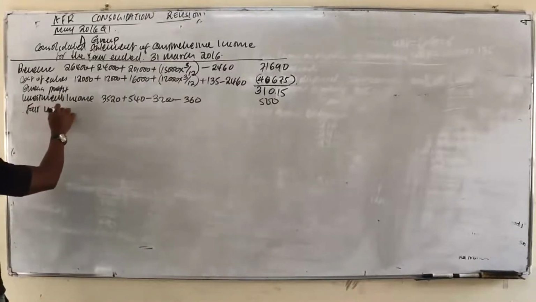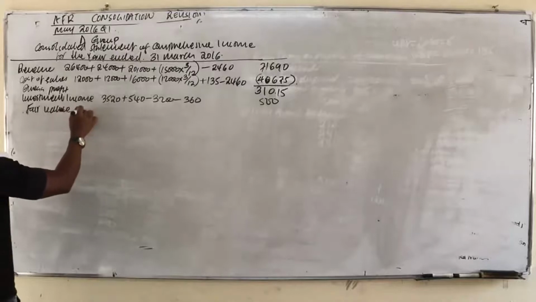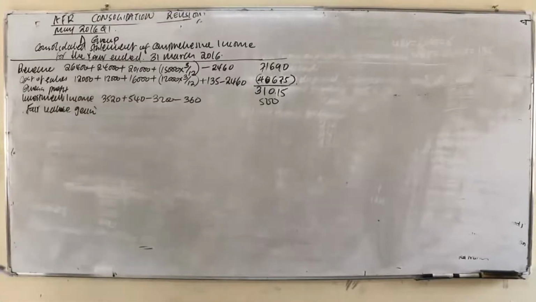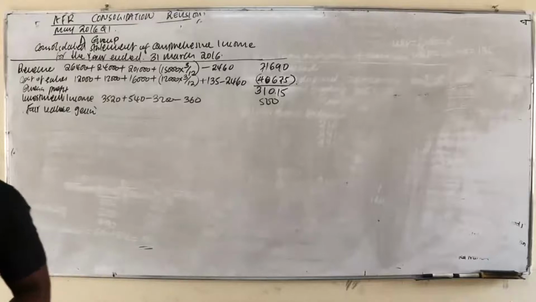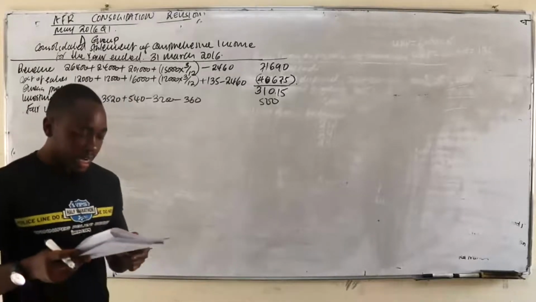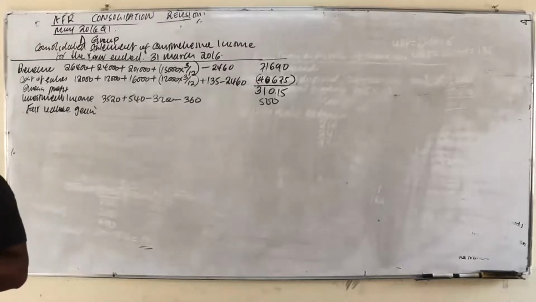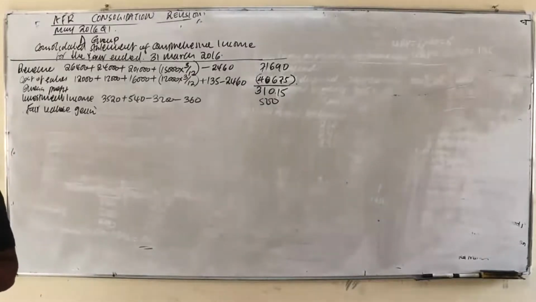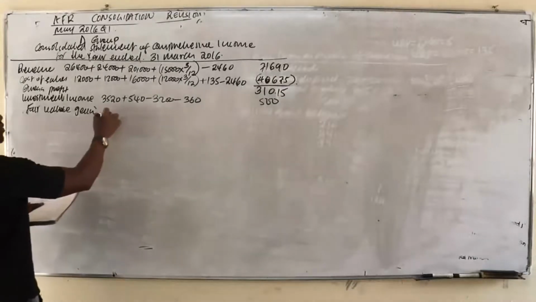Then we had fair value gain. Can you go to note number 4? The financial asset held at fair value through profit or loss in D had not been adjusted for their fair value of how much? You take 1,200.